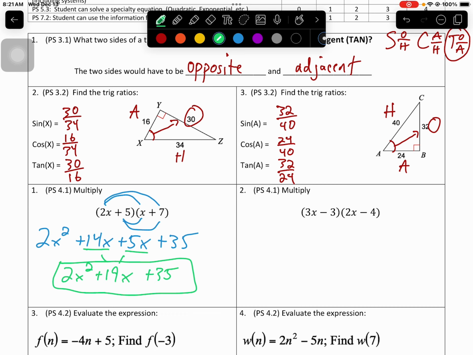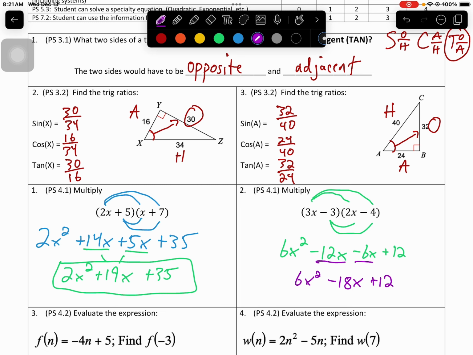So you do the same thing over here. Okay, so 3x times 2x is 6x squared. 3x times negative 4, negative 12x. Now the bottom, or the middles, negative 3 times 2x is negative 6x. Negative 3 times negative 4 is positive 12. And then you combine the middles right there. So you get negative 18x. Bring down the 6x squared. And bring down the plus 12. And you're done. See, I'm very chipper.